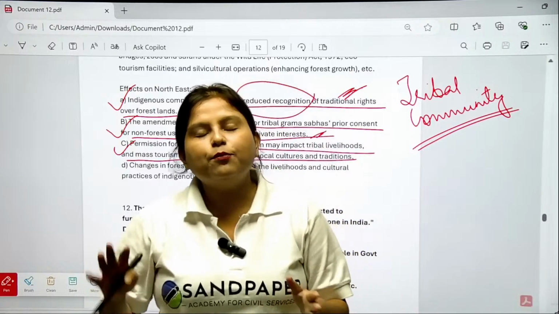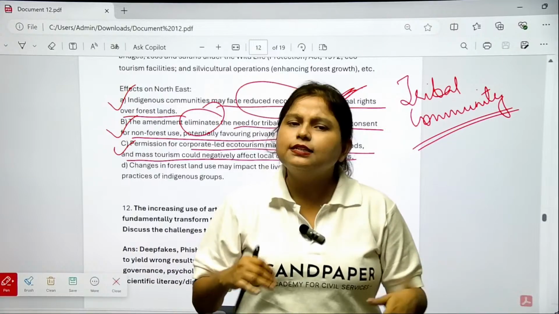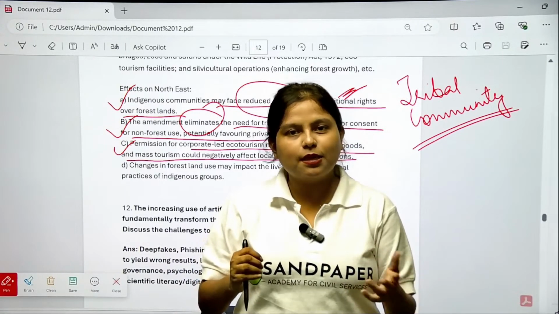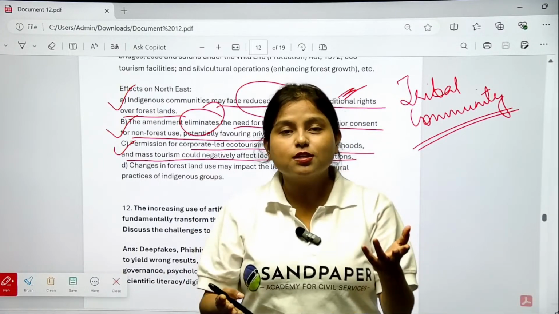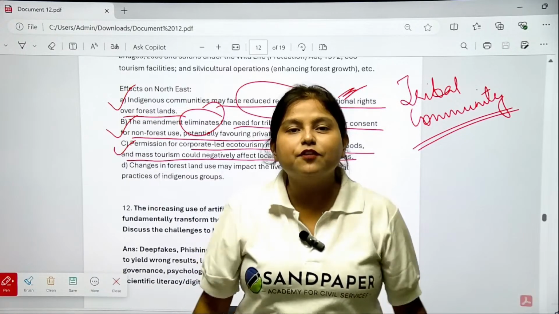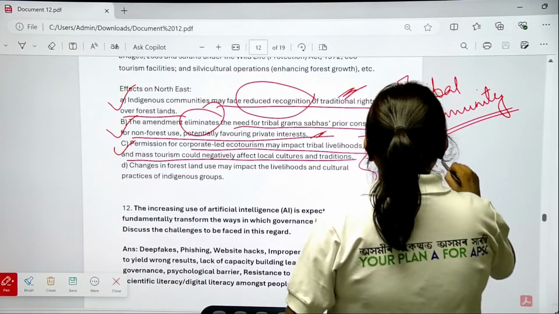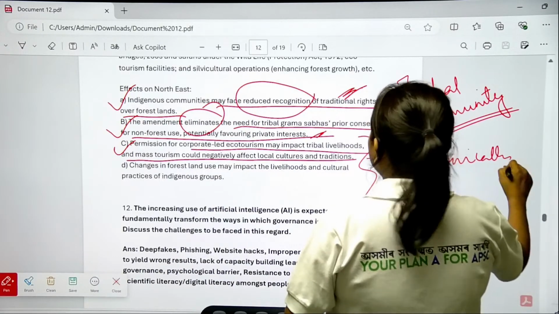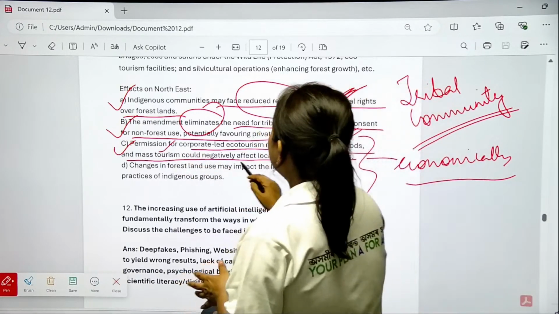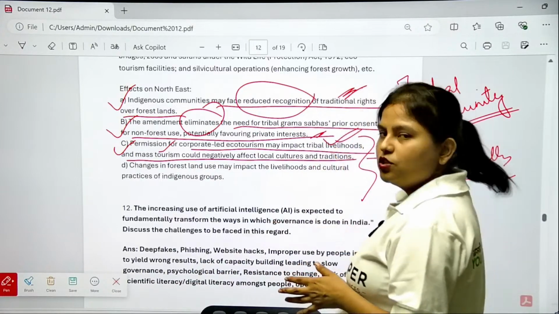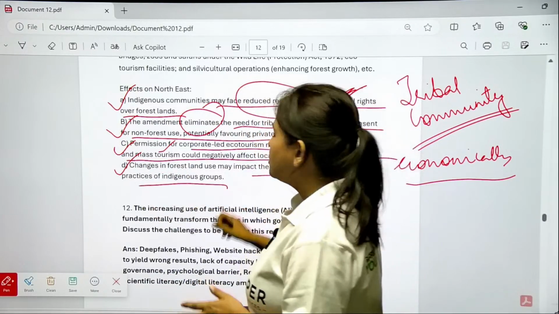Because if there has been human influence in these regions for many years, there is a chance of somewhat less conflict. But even today in Goalpara man animal conflict is happening because the road was suddenly introduced in the elephant corridor. So if it is allowed because our economy gets boosted, if it is economically boosted, what will happen? Corporate led ecotourism may impact tribal livelihoods. Mass tourism could affect negatively local cultures and traditions. Also, changes in forest use may impact the livelihood and cultural practice of indigenous groups.